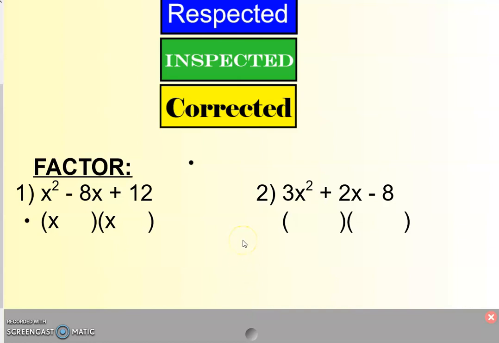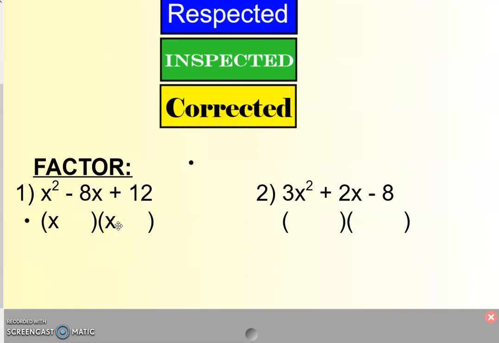Hopefully you paused the video and tried these. When I look at problems 1 and 2, problem 1 looks a little nicer to factor because there's not a number here other than the number 1. Whereas number 2 has this pesky 3 here. So in number 1, I know right off the bat, the way I'm going to get x squared is I need an x here and an x here.